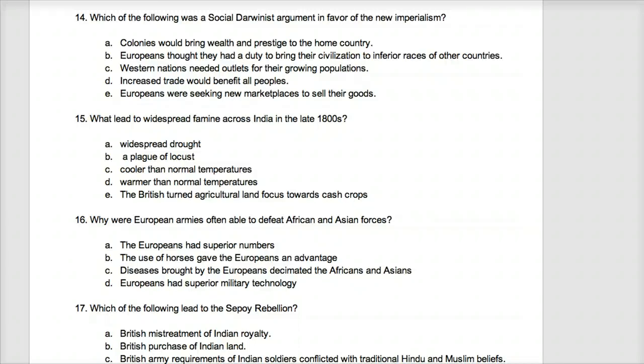15. What led to widespread famine across India in the late 1800s? Was it A. Widespread drought, B. A plague of locusts, C. Cooler than normal temperatures, D. Warmer than normal temperatures, or E. The British turned agricultural land focused towards cash crops?